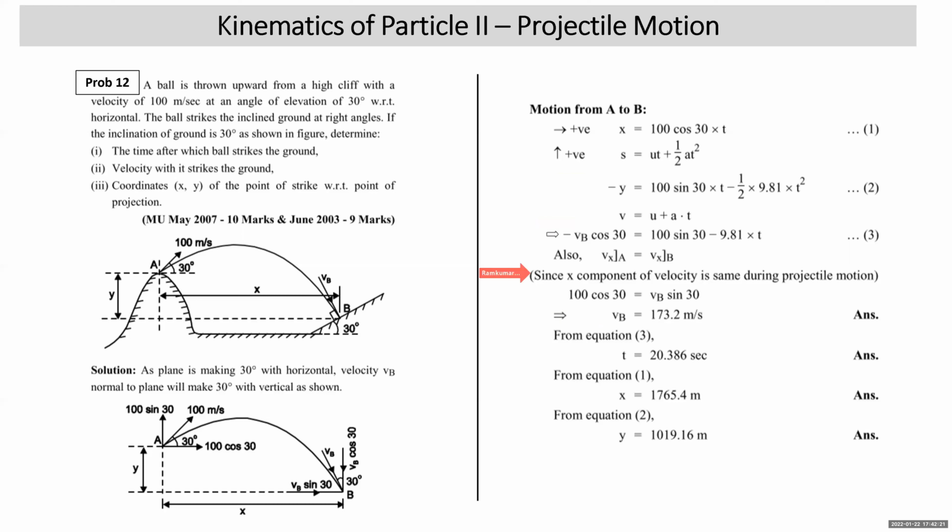In the first equation, substitute the first and third, and you'll get the value of T. Once you get T, you will get the value of Y and then the value of X. So all the unknowns are arrived. The most important thing to understand in this problem is that it is given that the projectile is hitting normal to the plane. So that means if the plane is making 30 degrees with the horizontal, the resultant velocity normal to the plane will make 30 degrees with the vertical.